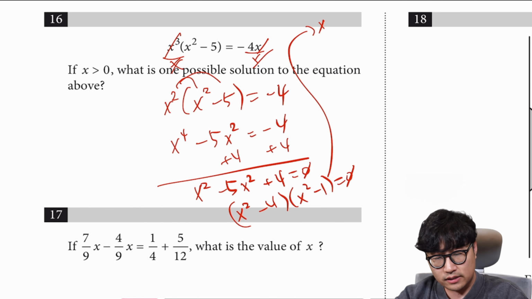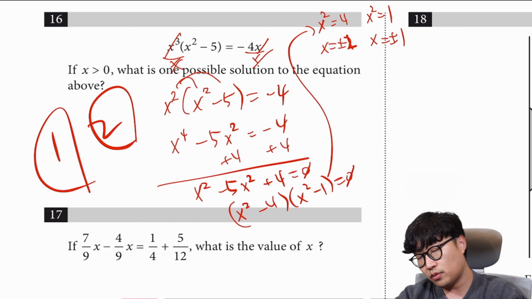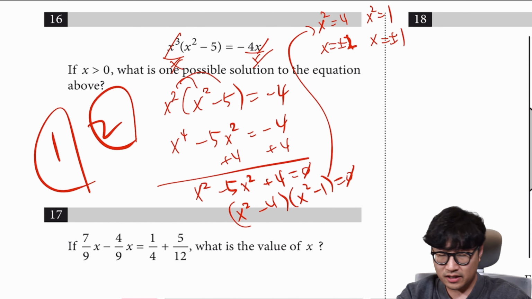So x squared is equal to 4, so x is equal to plus or minus 2. And then x squared is equal to 1, so x is equal to plus or minus 1. So 1 or 2 could both work. You can't put negatives because we're on a free response section. You cannot bubble in a negative answer.